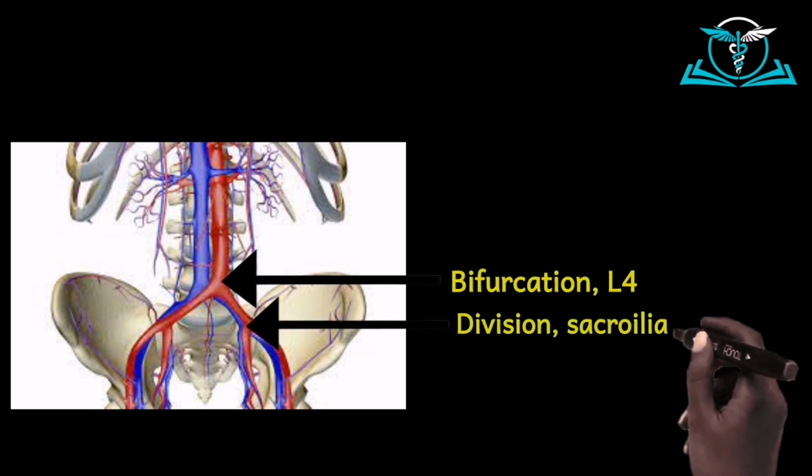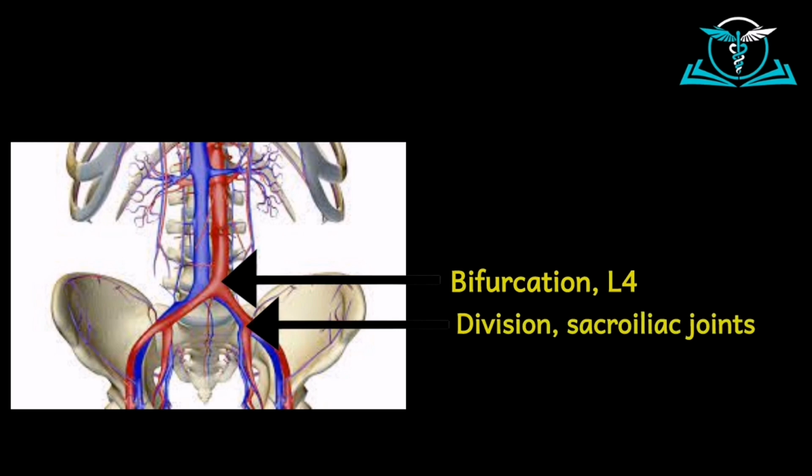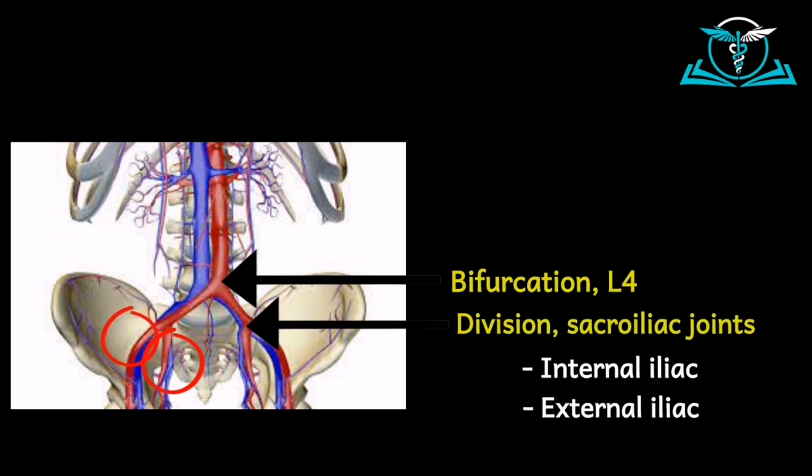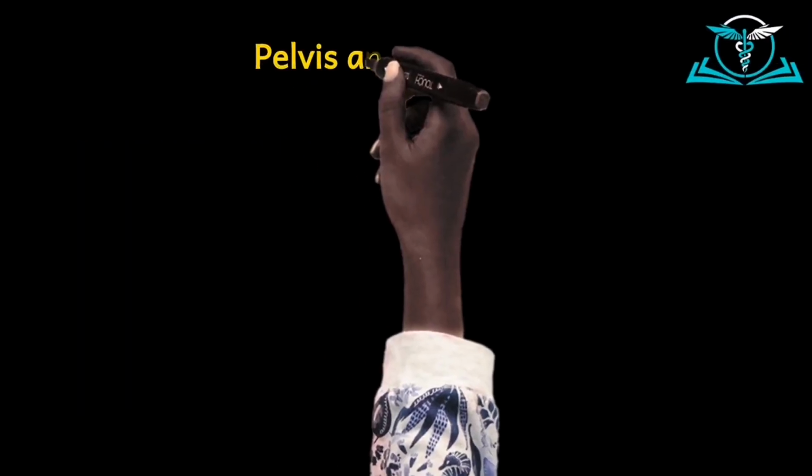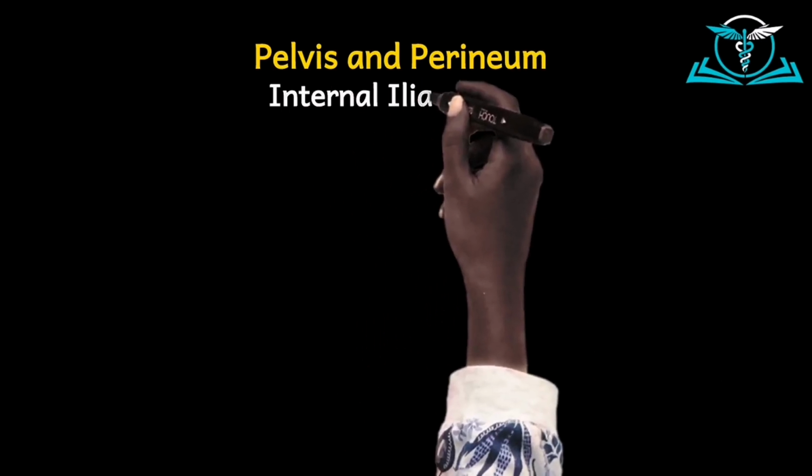And so at the sacroiliac joints, the common iliac arteries would divide into the internal iliac artery and then the external iliac artery. So the internal iliac artery would feed the organs of the pelvis and then the perineum, whilst the external iliac artery would continue as the femoral artery, which would feed the structures of the lower limbs. Very good. And so, like I said, we are going to talk about the pelvis and then the perineum. And I said that this is supplied by the internal iliac artery.